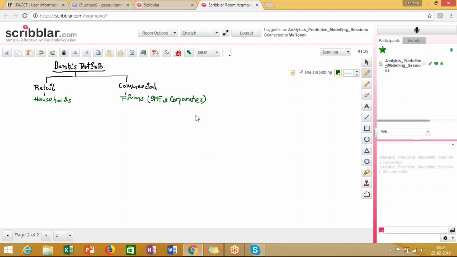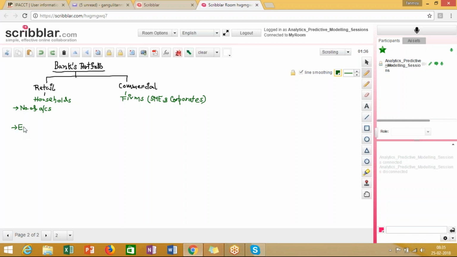These definitions are obtained from the Basel Accords. So if you want to define a retail or a commercial portfolio, these are defined in terms of the number of accounts and the exposure per account.